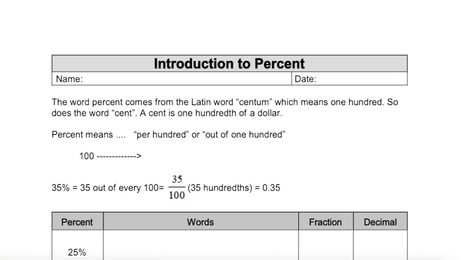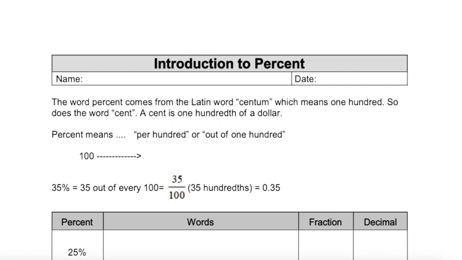Fraction to percent. The word percent comes from the Latin word centum, which means 100. So does the word cent. A cent is 1/100th of a dollar. Percent means per hundred or out of 100.